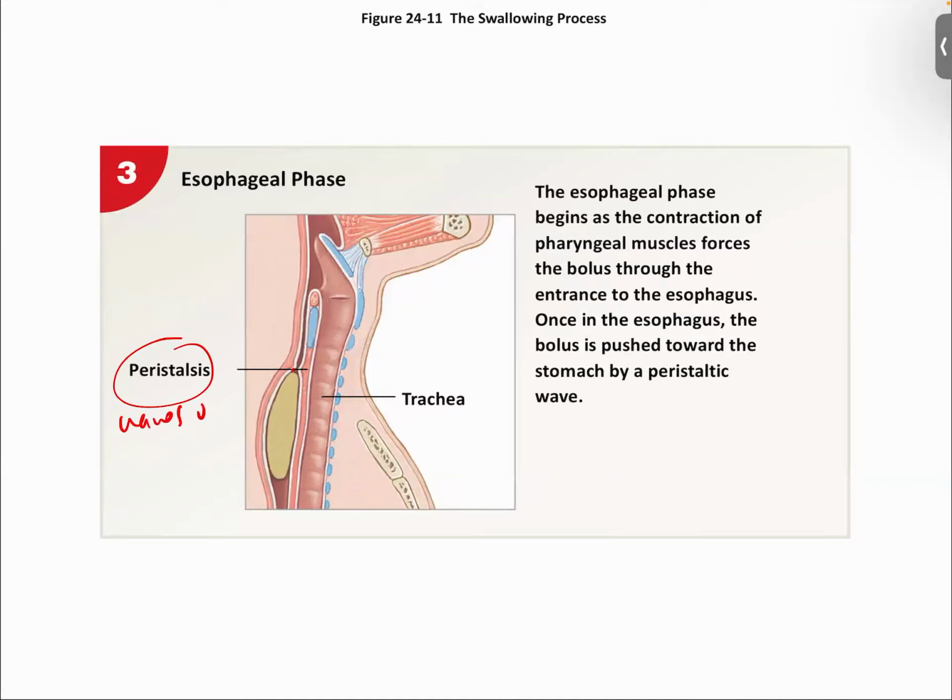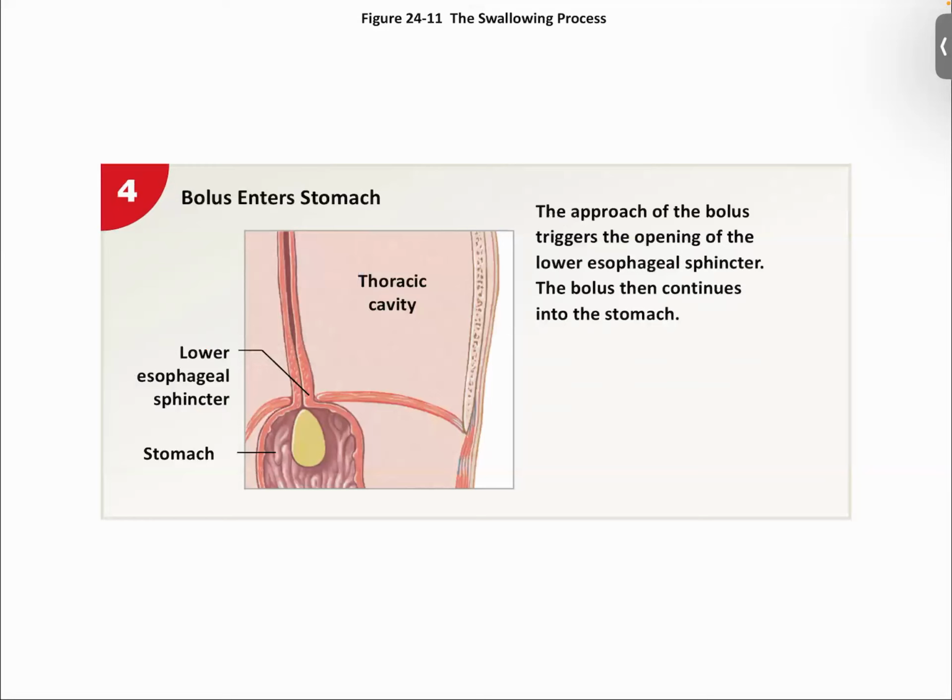This is waves of coordinated muscular contraction as it moves down toward the stomach. And then finally, you get the transition to the stomach, where the food bolus will literally be squeezed like a tube of toothpaste, like you're squeezing a tube of toothpaste. Basically, you're squeezing this little food bolus down into, and it'll drop into the stomach, into the cardiac region.